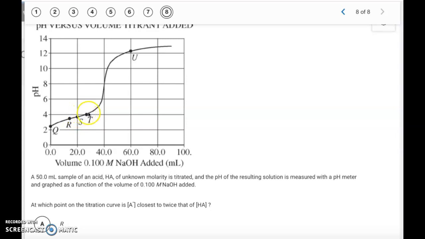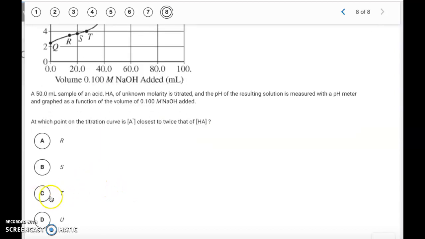As we progress to the right, the concentration of the conjugate base goes up and the concentration of the weak acid goes down. So we would say point T is where we have the conjugate base about twice that of the weak acid. So it has to be in this region right here, and point T is the only point in that region. So it's going to be letter C.